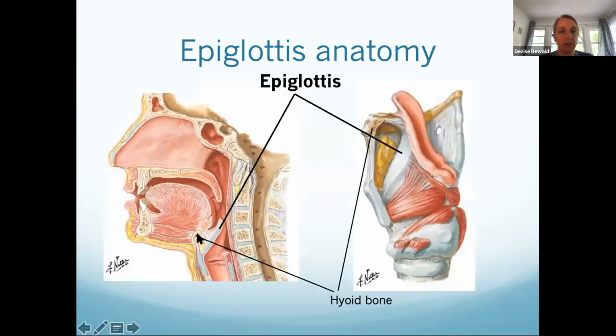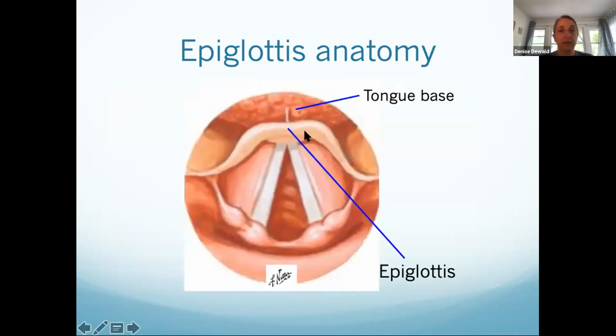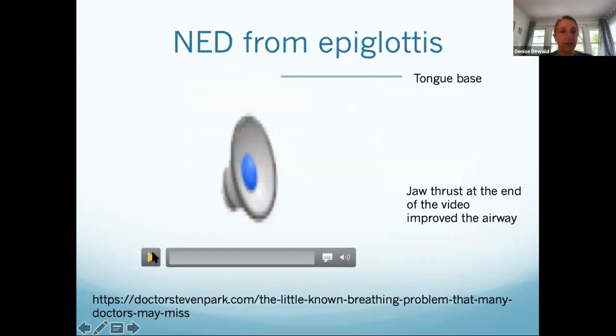And so here's just a review of the anatomy of the epiglottis. Here's your glottis. It's just this little cartilaginous flap, and then there are some muscles that insert into the soft tissues around it. This is the view if you're going to intubate someone. And here's the epiglottis here. And so this is negative effort dependence.